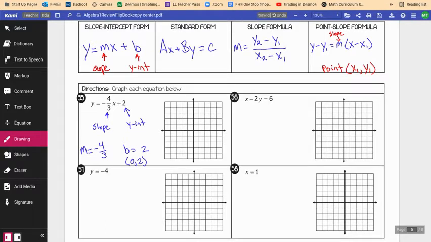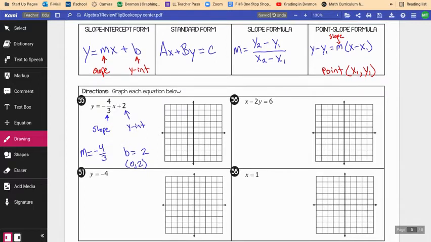And so when we're graphing this by hand, we can put a point at 2. And then from that point, we use our slope. So we have negative 4 over 3. Negative tells us to go down. So we count 4 down, 1, 2, 3, 4. And then 3 to the right, 1, 2, 3. And that leads us to our next point. And then we can simply connect those 2 dots. And there's my graph.